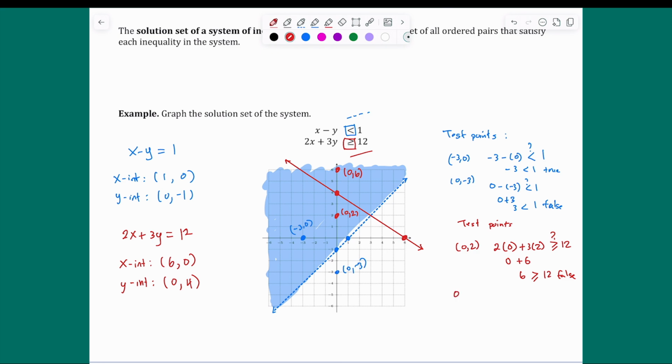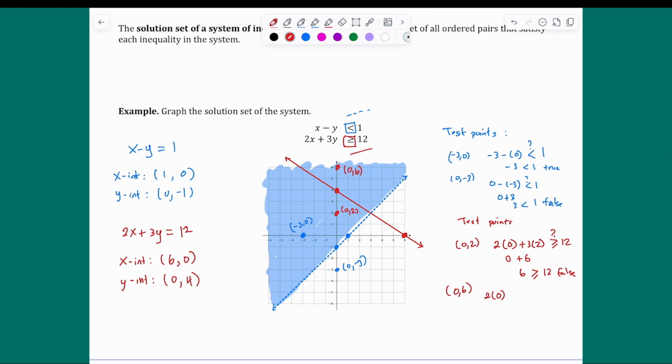What about 0, 6? Of course, that should give us a true statement. So 2 times 0 plus 3 times 6. Is this greater than or equal to 12? So we get 0 plus 18. Is 18 greater than or equal to 12? That is definitely true. And so we would shade that side. The corresponding side to shade would be this stuff here, all the way across, going this way.